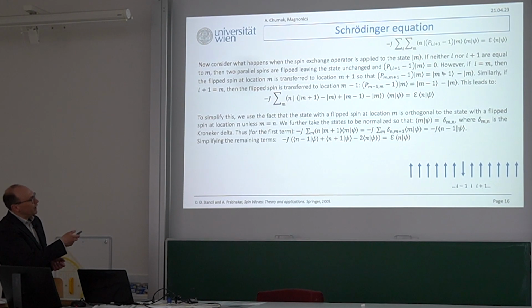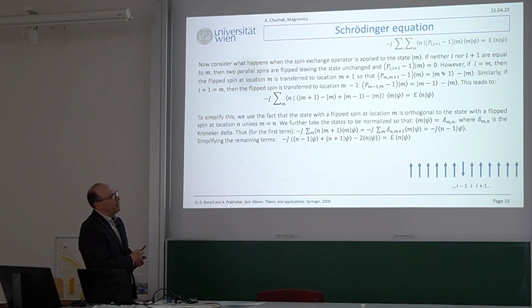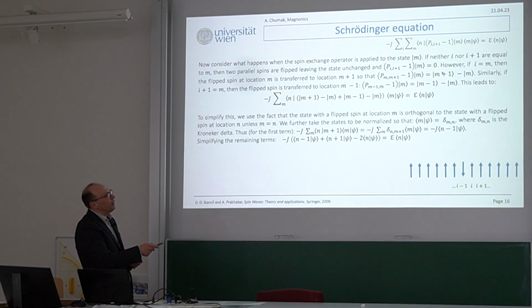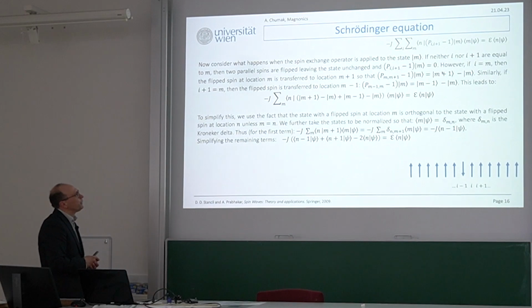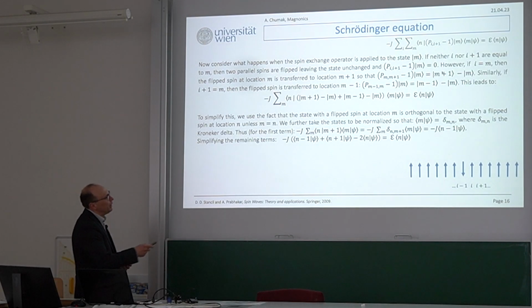Therefore, we can get rid of this second sum, since for us it's important only the case when m is equal to n. That's why we can use the Kronecker delta and define that ⟨m|ψ⟩ is equal to δ_mn. Here it's written just for the very first term, for this one only, and the others come in the same manner.